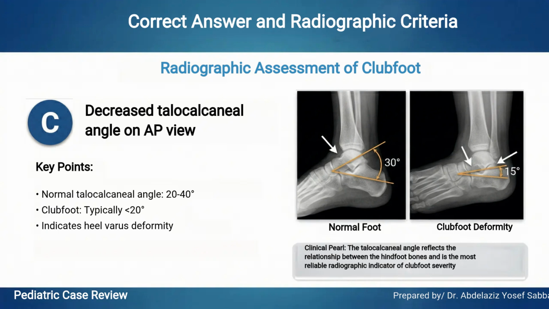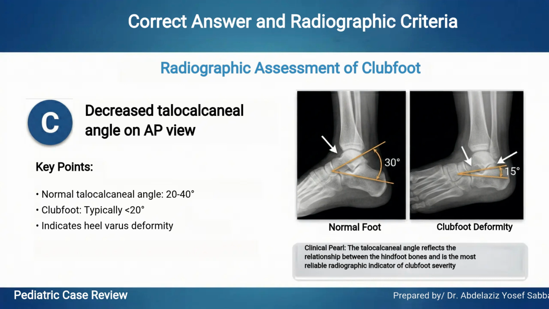The talocalcaneal angle reflects the relationship between the talus and calcaneus and is the most reliable radiographic indicator of clubfoot severity and correction progress. For key points, define the radiographic interpretation. The normal talocalcaneal angle on anteroposterior view ranges from 20 to 40 degrees. In clubfoot, this angle is typically less than 20 degrees because the calcaneus is inverted under the talus. This decreased angle indicates the characteristic heel varus deformity.